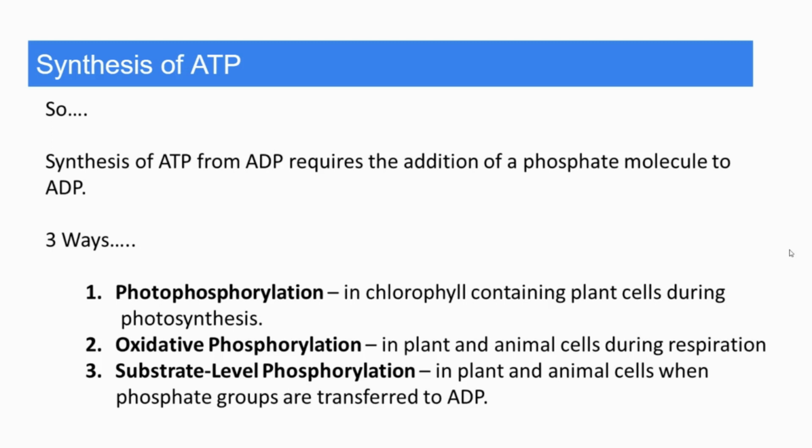So synthesis of ATP from ADP requires the addition of a phosphate molecule. And there's 3 ways of doing this, and you will learn this when we do respiration. If you can't wait, DrBiology has done a series of videos on respiration, and you can find the link in the comments box. So 3 ways: photophosphorylation. So this is in chlorophyll containing plant cells during photosynthesis. Secondly, oxidative phosphorylation in plant and animal cells during respiration. And thirdly, substrate level phosphorylation in plant and animal cells when phosphate groups are transferred to ADP.